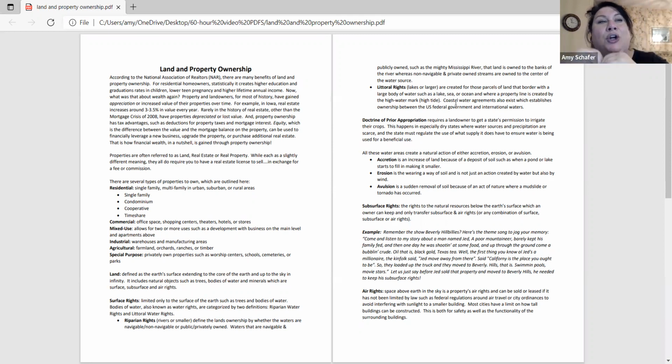This is lakes or larger. And the key thing to know with littoral rights is that beachfront property. If you've ever been to the beach and been walking along the water, looking at all these beautiful houses, were you walking through someone's front yard? Huh? Oh no, you were not.